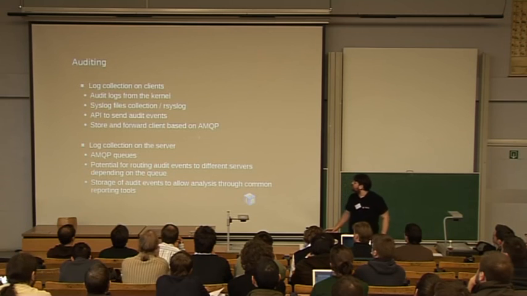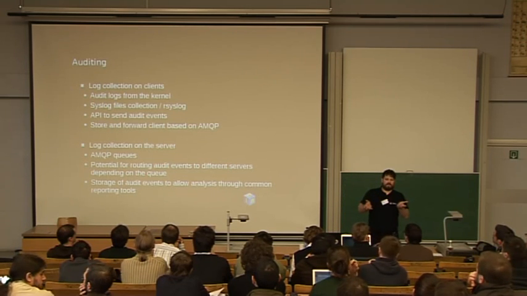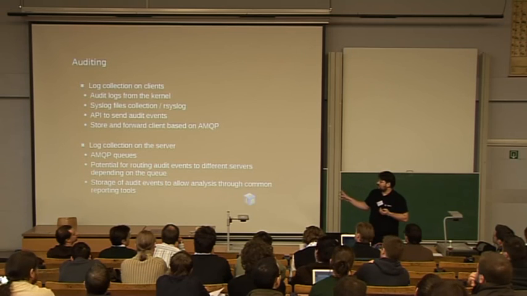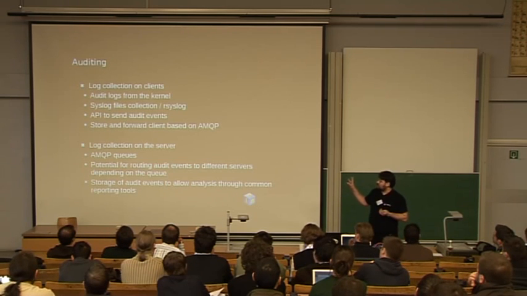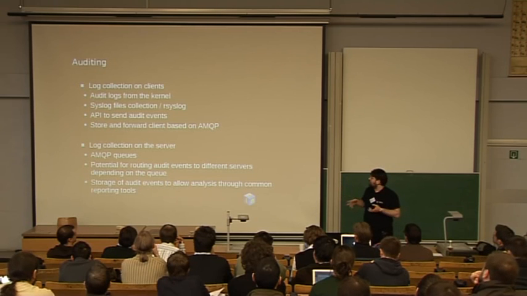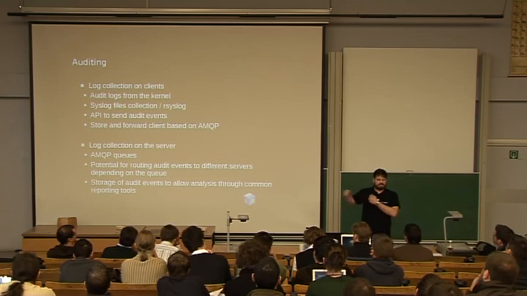And audit as well, two pieces. The client that collects audit logs, the kernel audit logs, syslog as well. You can use our syslog to send them. We will also have an option to use AMQP, which is a very interesting messaging queue protocol. It has a very good thing that it can do store and forward. So if your machine loses the network, it can store the logs temporarily. When the network comes back, you can send them.